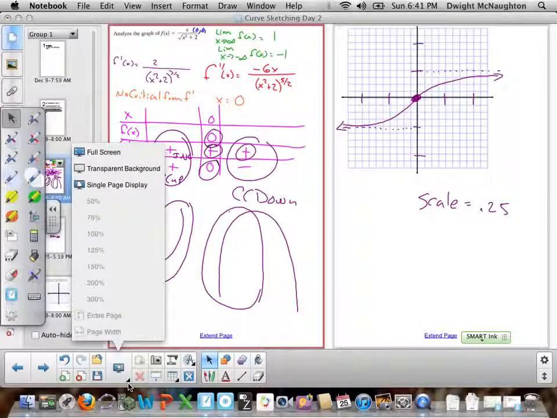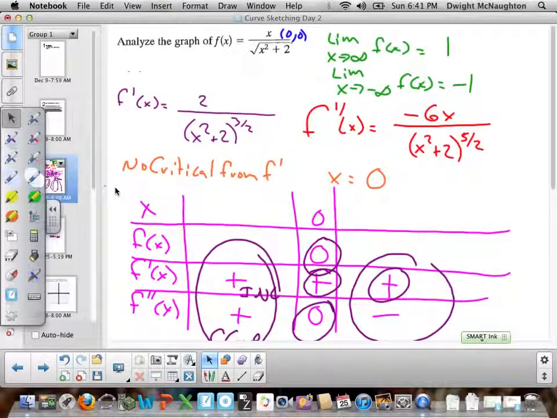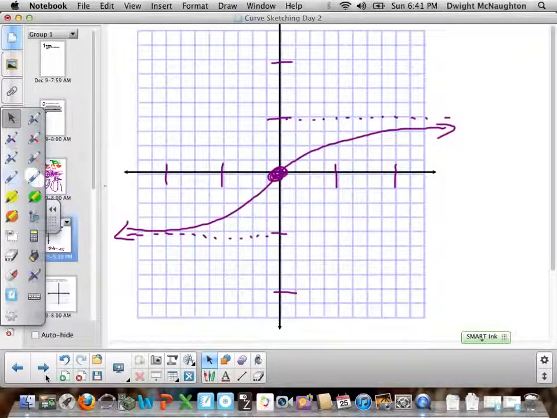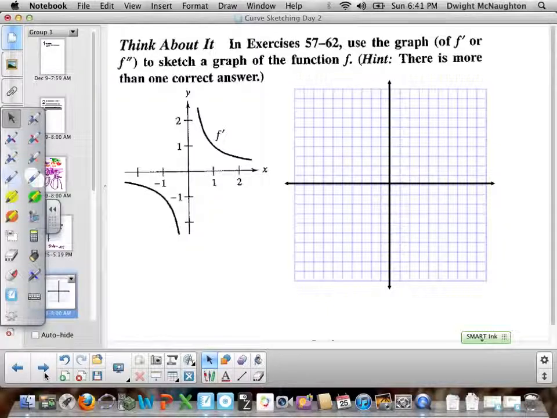Let's look at this another way. We've done it a lot numerically and analytically. Let's look at it graphically. So given the graph of f prime, sketch the graph of f. Hint: there's more than one correct answer. We're just going to look for one, and I'll discuss briefly why there's more than one correct answer as we look at this.